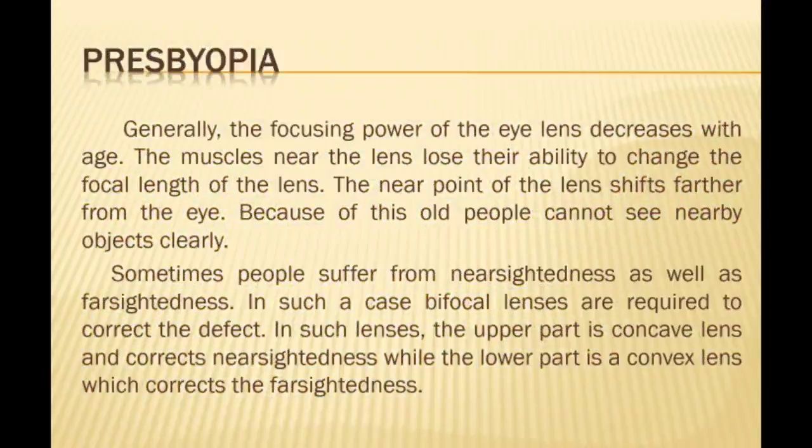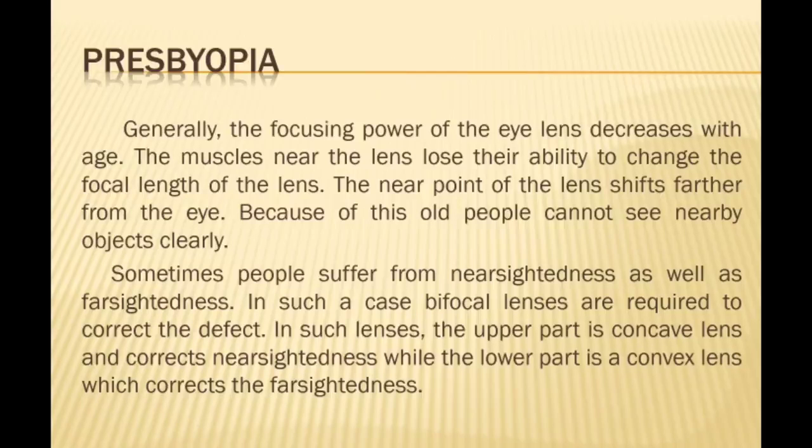Third defect, presbyopia. Generally, the focusing of the eye decreases with age. The muscles near the lens lose their ability to change the focal length of the lens. The near point of the lens shifts farther from the eye. Because of this, old people cannot see nearby objects clearly.